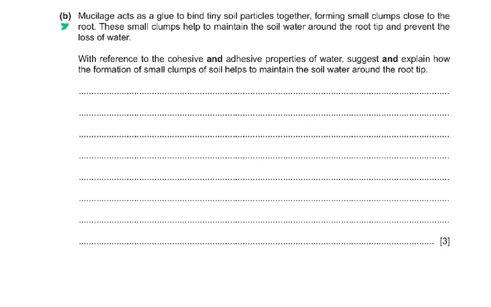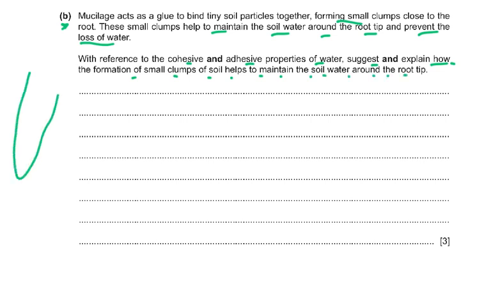Then coming to the B part of the question, mucilage acts as a glue to bind tiny soil particles together, forming small clumps close to the root. These small clumps help to maintain the soil water around the root tip and prevent the loss of water. With reference to the cohesive and adhesive properties of water, suggest and explain how the formation of small clumps of soil help to maintain the soil water around the root tip.